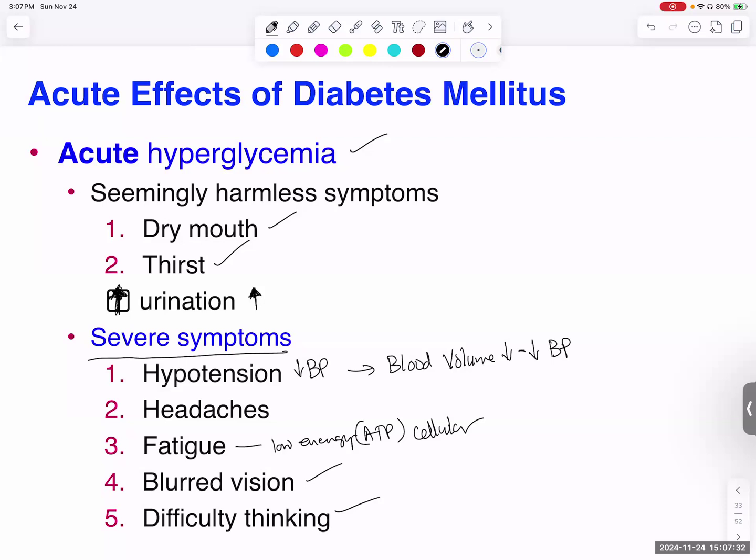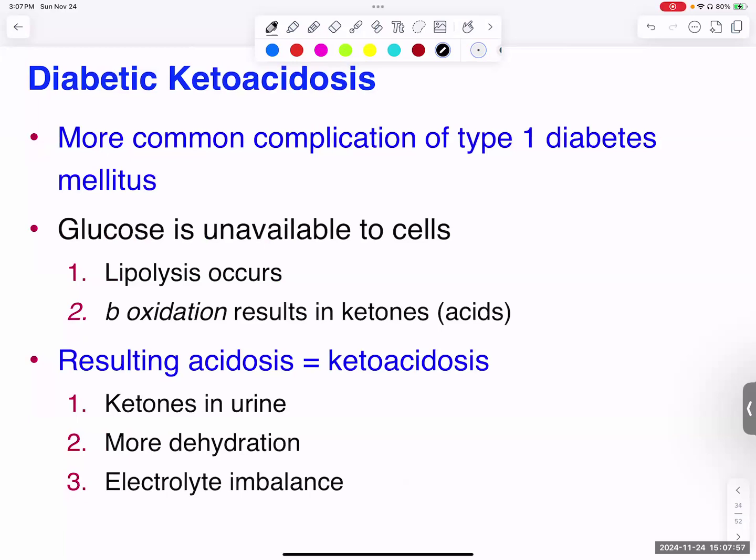Blurred vision, difficulty thinking. Again, neurons can only generate ATP with glucose as a substrate. Therefore, you have to have glucose for those neurons to be working.